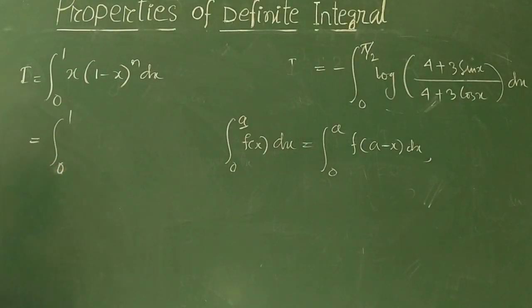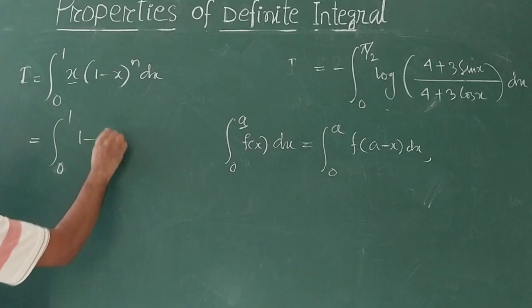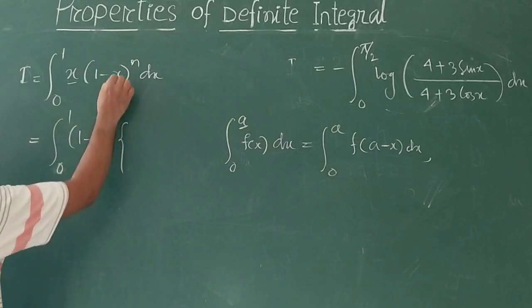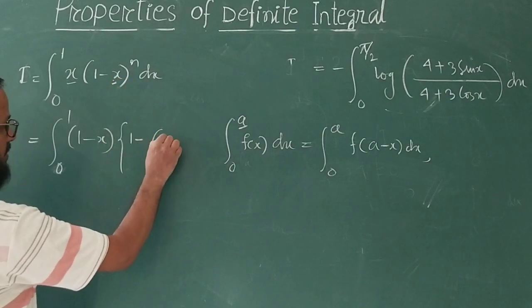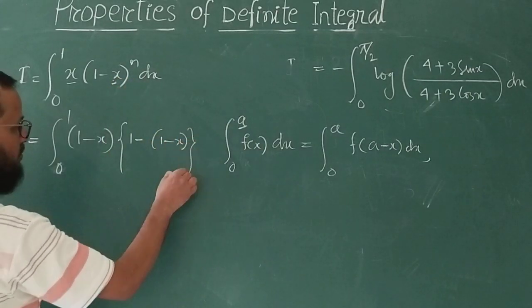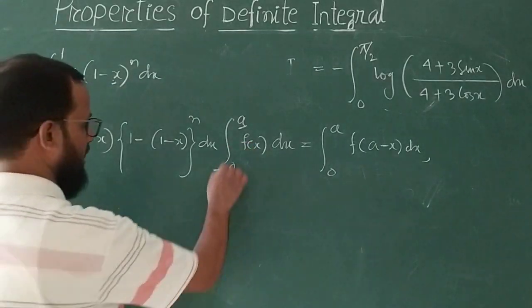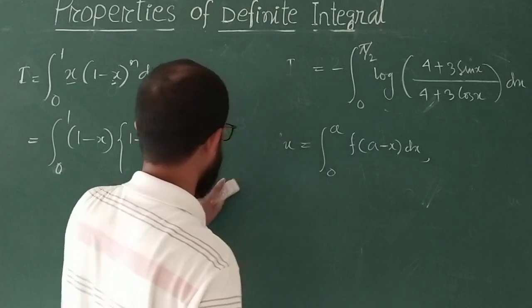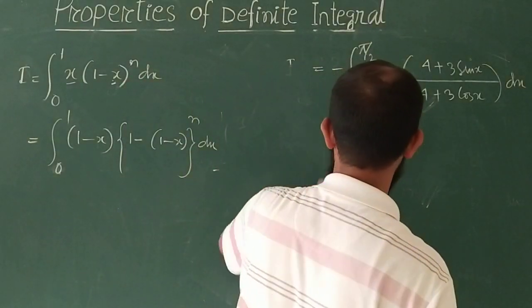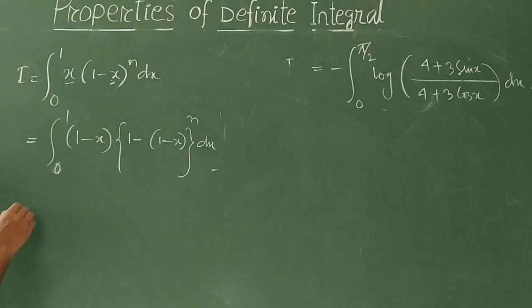So what can you write in place of x? a minus x, meaning 1 minus x, and this x is replaced by 1 minus x, whole to the power n into dx. So you have utilized this property. Write and mention this property such that the examiner can understand which property you have used, then it will be easy for him to give you marks.